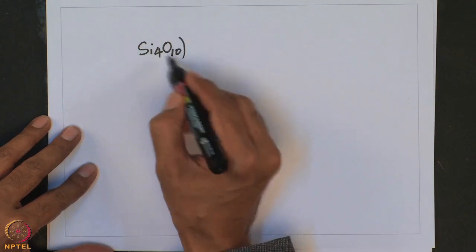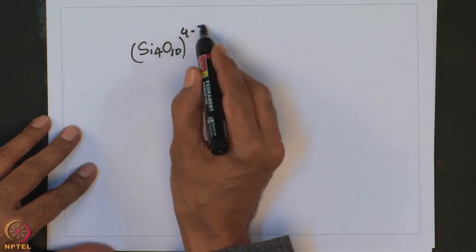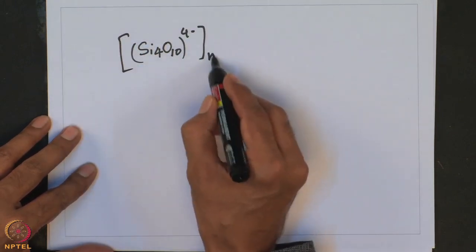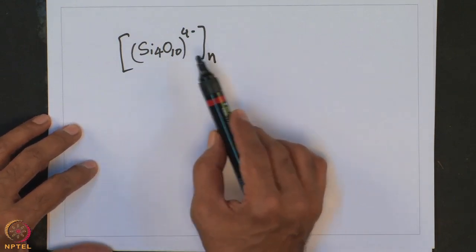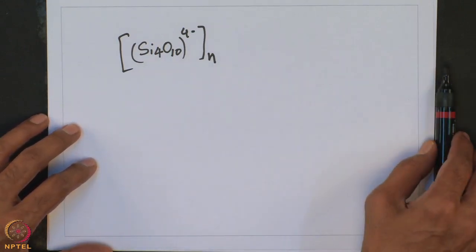Si4O10 4 minus n. So, this is typically the composition of the monomeric unit for a sheet silicate. The bonding within the silicate sheet is very strong, but between them is weak. So, the compounds having this kind of structure can be cleaved into thin sheets, and these thin sheets are held by weak forces. As a result, they slide over each other.